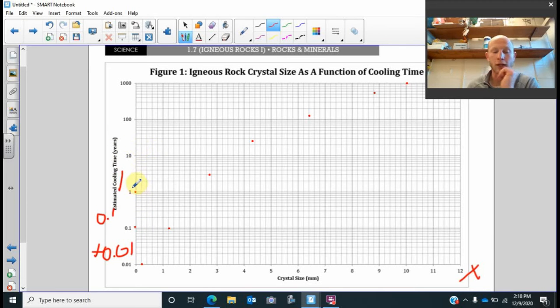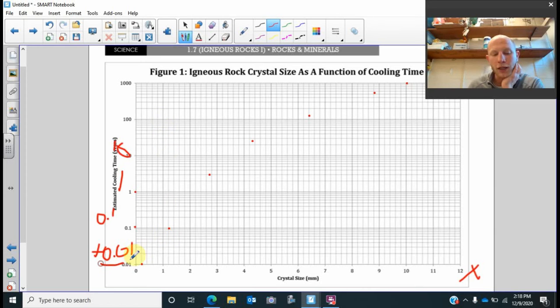From here to here it increases in intervals of 1. So it goes 1, 2, 3, 4, 5, 6, 7, 8, 9, 10. And then from here to 100, it increases by intervals of tens: 10, 20, 30, 40, 50, 60, all the way up to 100. Then from 100 to 1,000, they increase by an interval of 100. So there's 10 lines in between each of these intervals. So that's what the logarithmic function is.